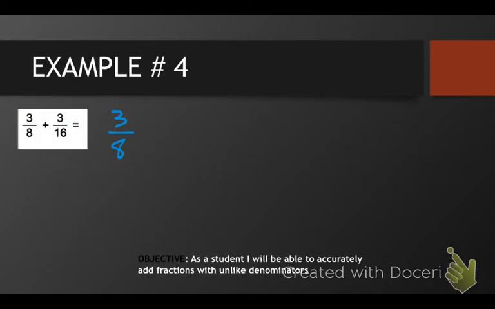3/8 plus 3/16. What's our common denominator going to be? Actually, this one's really easy too. It's going to be 16. If you list them out, you'll figure that out. Okay, so 3/8 is going to become something over 16.